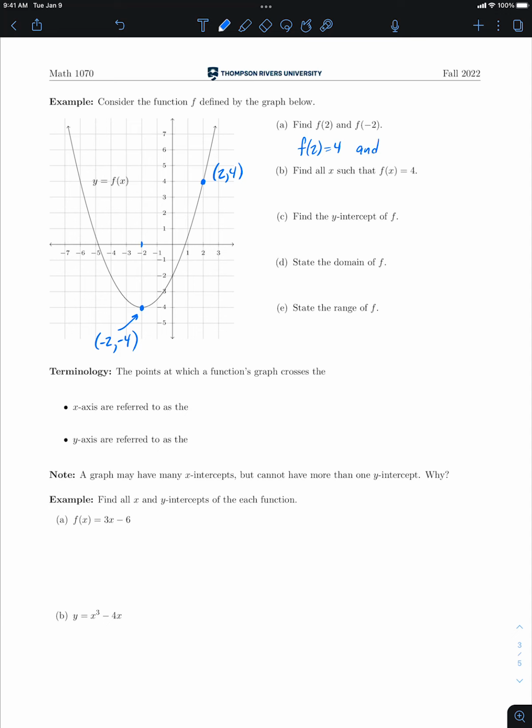So let's say f of 2 is 4, and f of negative 2 is negative 4. Okay, so that's the idea. You could try a few more if you want, plug in a few other points and test yourself.